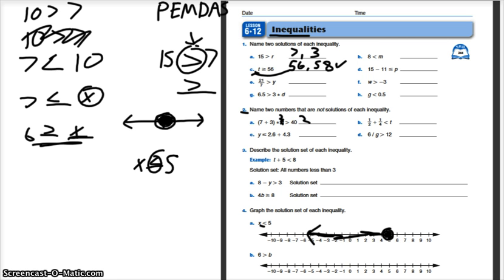And remember, be careful about which direction you go. Plug in some numbers. Make sure you're doing it correctly. Take your time. Don't rush through this. And again, if you need help and you get stuck, you need to ask for help.